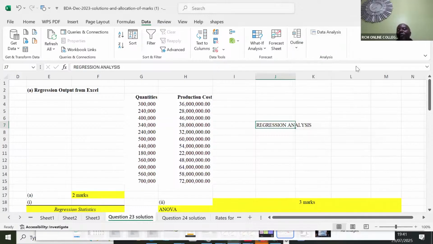So let's agree first of all whether all of us are now able to see the Data Analysis ToolPak here. Are we able to see the Data Analysis ToolPak now, for the evening students? Are you able to see the Data Analysis ToolPak?